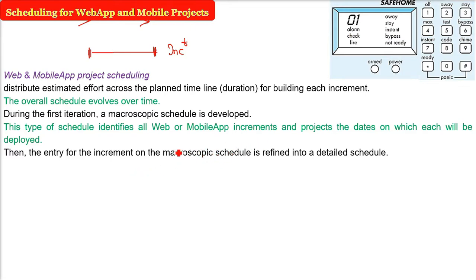The entry for this increment on the macroscopic schedule is then refined into a very detailed schedule to make the microscopic schedule.